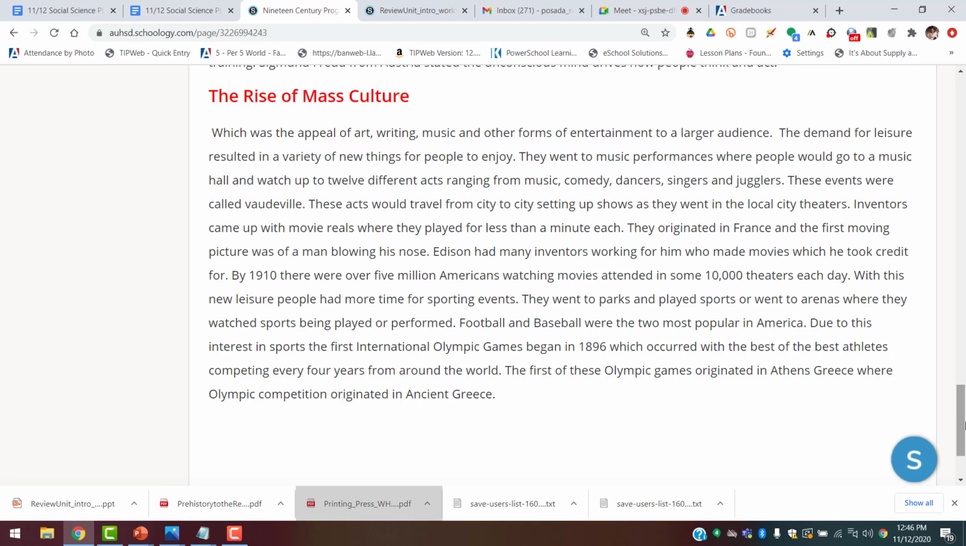Due to this interest in sports, the first International Olympic Games began in 1896, with the best of the best athletes competing every 4 years from around the world. The first of these Olympic Games originated in Athens, Greece, where the Olympic competition originated in ancient Greece.